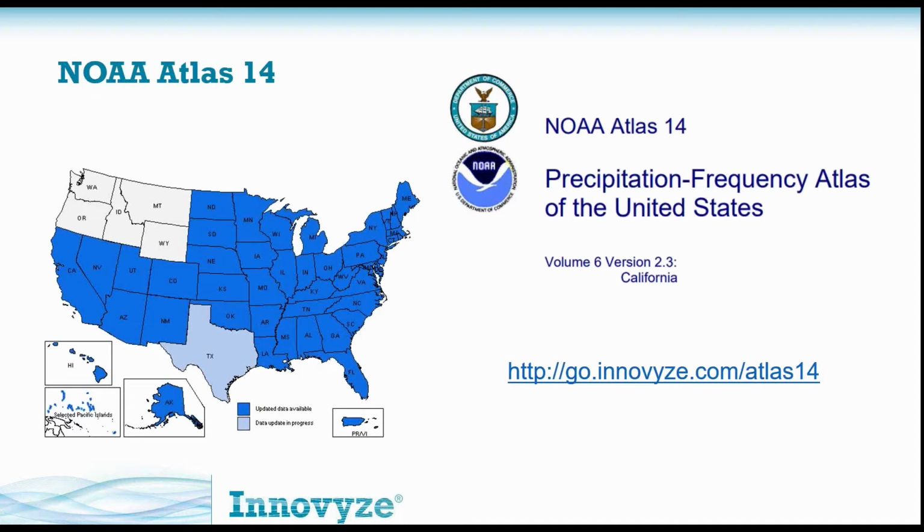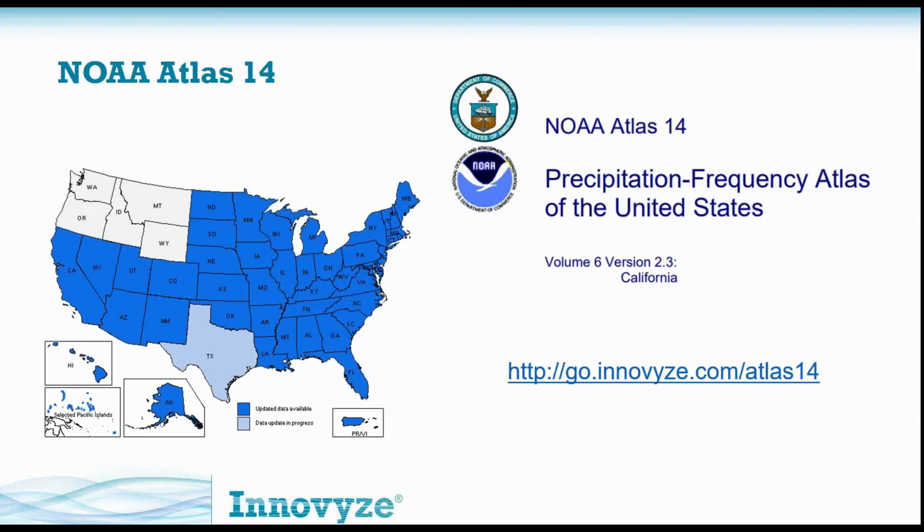You can kind of see a couple of states up here in the Pacific Northwest, Oregon, Washington, Idaho, Montana, and Wyoming, not yet covered with Atlas 14. Texas is a big state there. It has some of Atlas 14 published. Some of that should be coming out here in the next couple of months, according to what NOAA's been talking about.